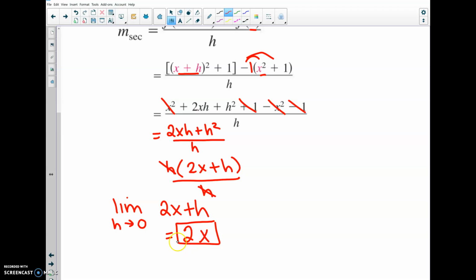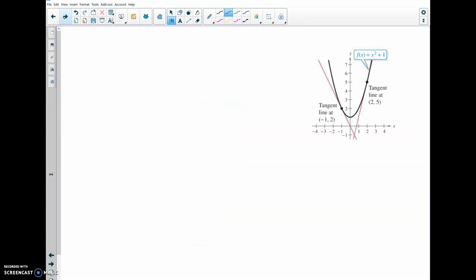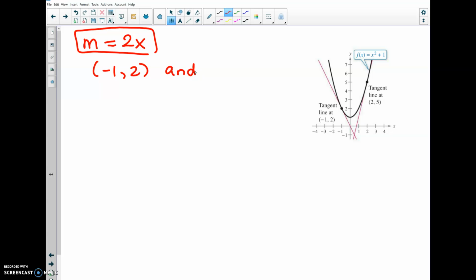So our slope of the tangent line of our function x squared plus 1 will be 2x. If you notice here, here's our graph. So our slope is 2x. We have to remember that. Now the question asked for the points. Find what the slope is at particular points, -1, 2, and 2, 5, which are written right here.